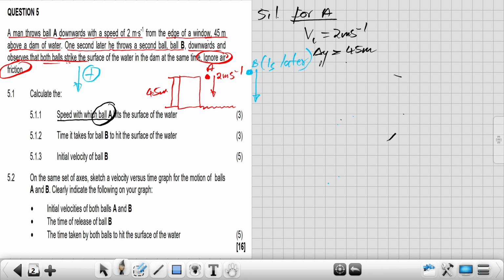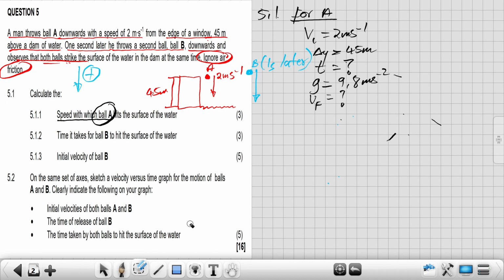Do I have time? No, I don't have time. Do I have G? Yes, G is always given, which is 9.8 meters per second squared. The question wants the speed at which ball A hits the surface of the water. So I am now going to look for V final.